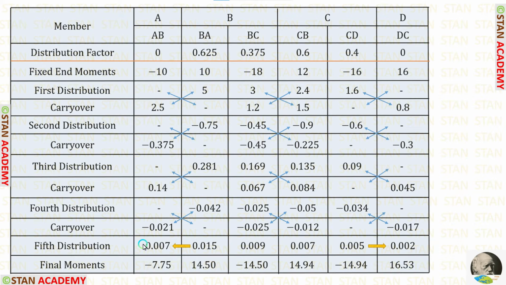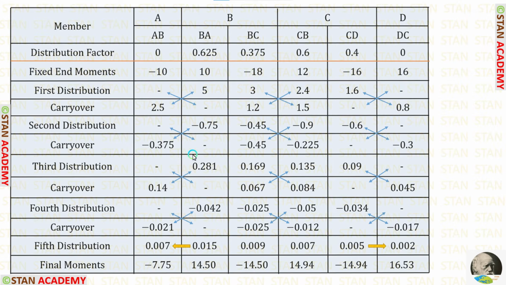In the last distribution, we have to give the carryover to the fixed ends. In the point A and the point D, we are having fixed supports. So from BA, carryover should be given to AB. Also from CD, carryover should be given to DC. We should not give the carryover to any other members. Only we have to give the carryover to the fixed supports.